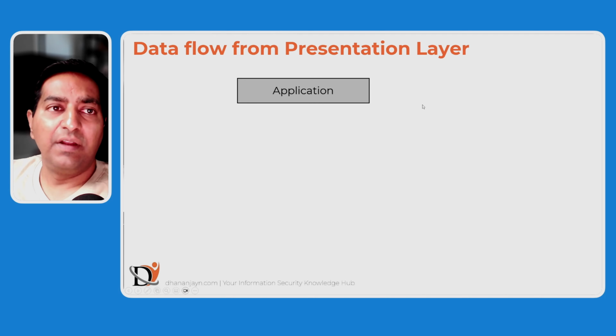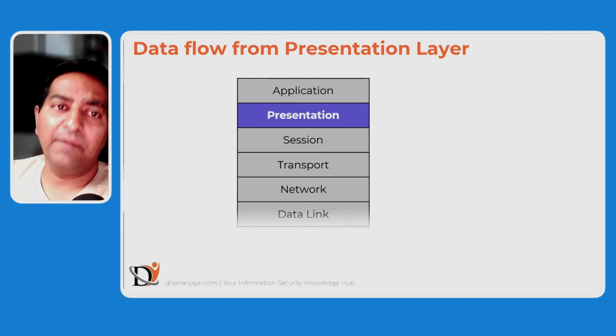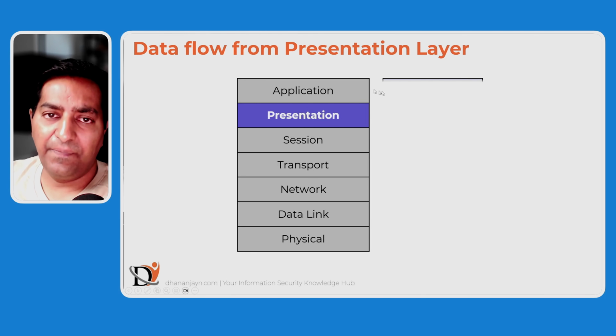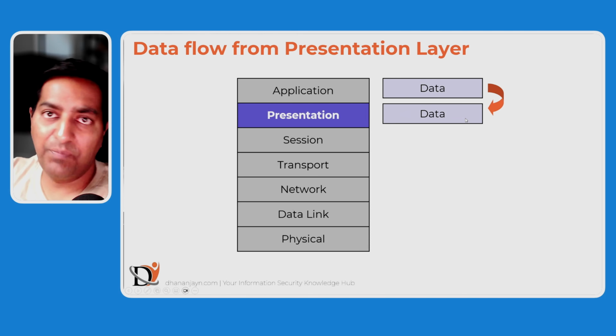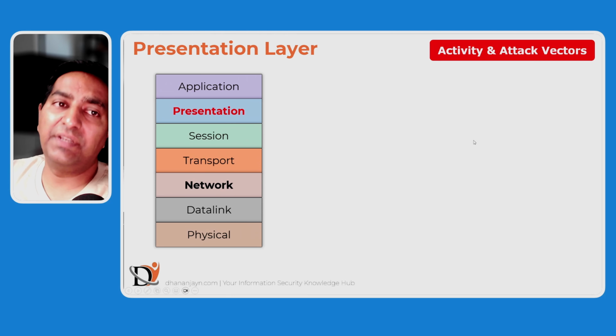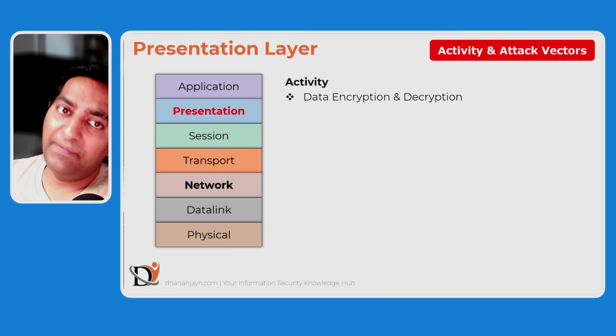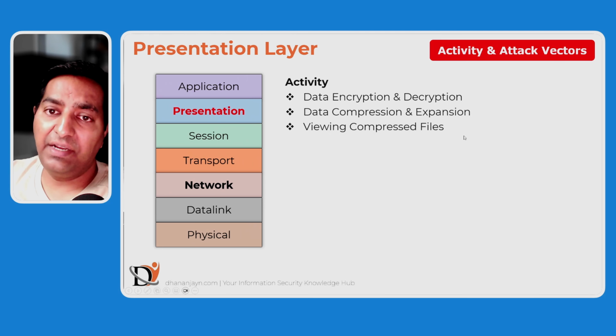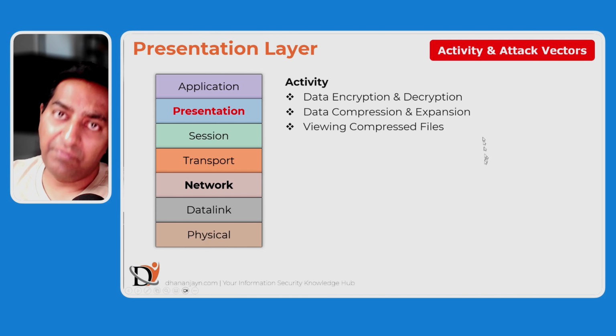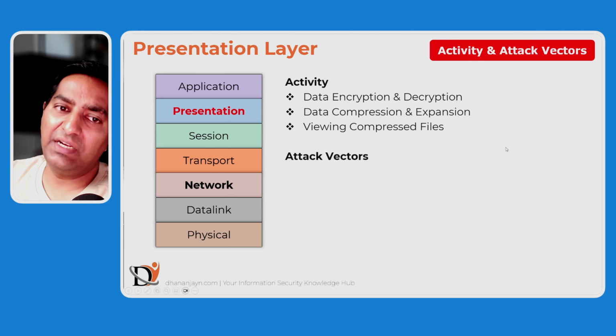Now the data flow from the presentation layer. Application layer data is submitted to the presentation layer using the port numbers, as we have seen earlier. The activities at the presentation layer are data encryption and decryption, then compression and decompression or expansion, and finally viewing the compressed files.